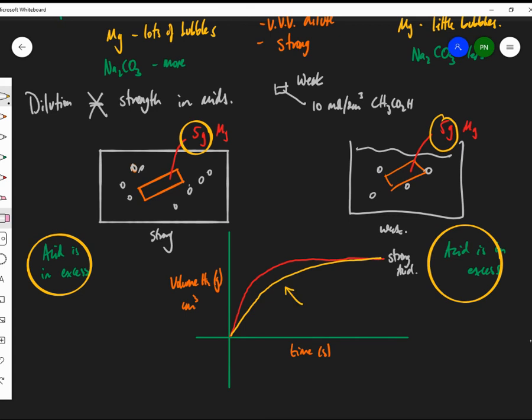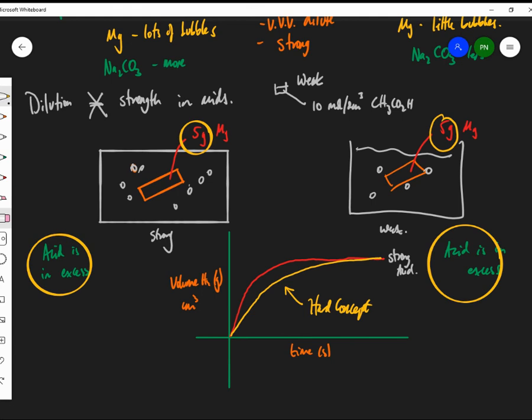This is a hard concept, because students think, ah, it's not going to give as much hydrogen. It will just take longer to do it. Does that make sense? These are the things, the A star things, you've got to look out for. It will be slower, but it will eventually give it. Are we all good with that?